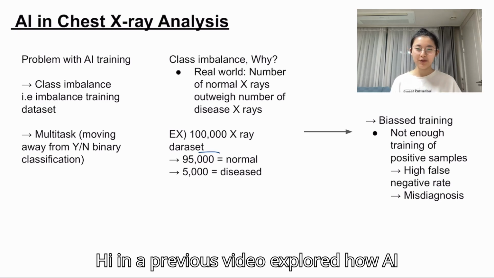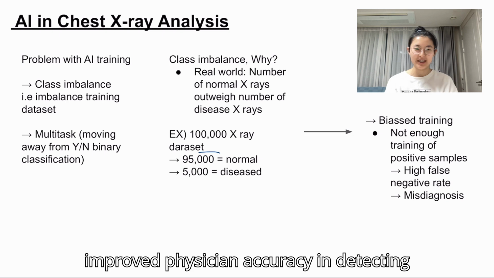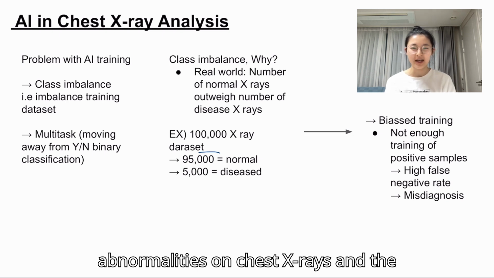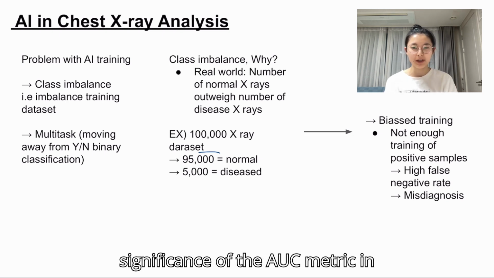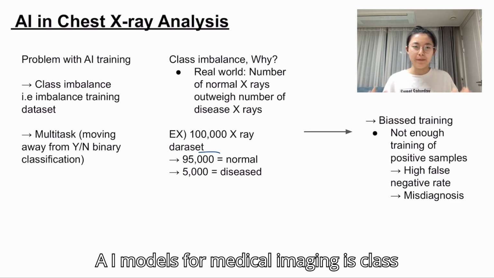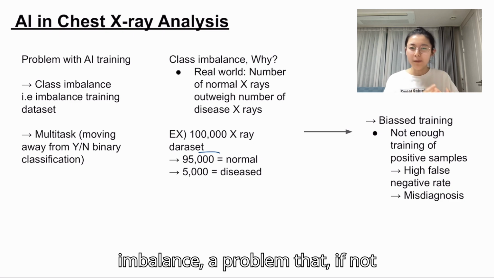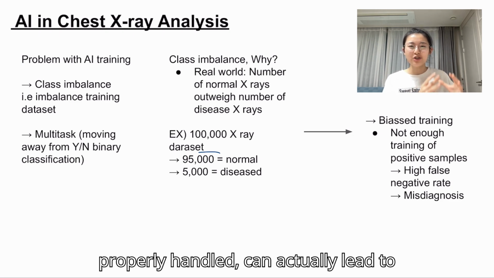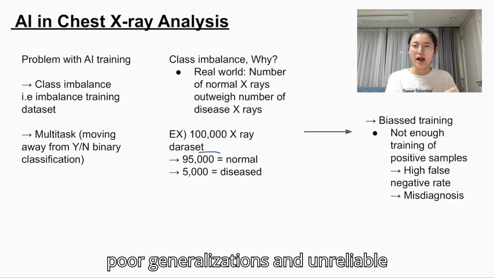Hi, in our previous video, we explored how AI improves physician accuracy in detecting abnormalities on chest x-rays and the significance of the AUC metric in evaluating model performance. However, one of the biggest challenges in training AI models for medical imaging is class imbalance, a problem that, if not properly handled, can actually lead to poor generalization and unreliable predictions.